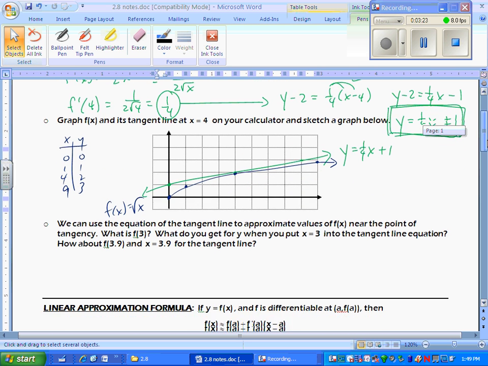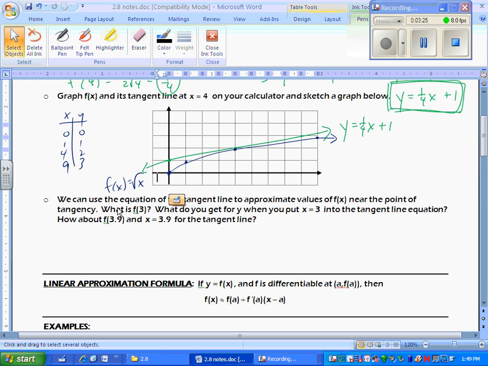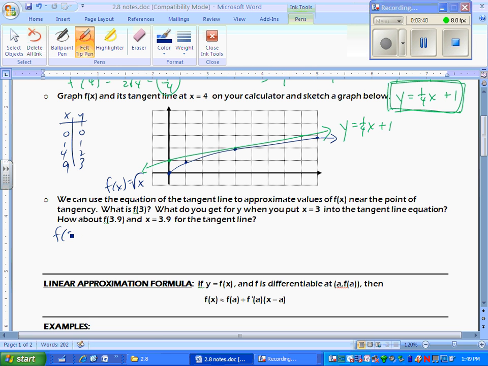So those examples are down here. It says we can use the equation of the tangent line to approximate values of f of x near the point of tangency. So for example, what's f of 3? First of all, let's put it into our function. I'm going to put it in blue here. f of 3 means the square root of 3. If we punch that into the calculator, what do we get? 1.732, right?